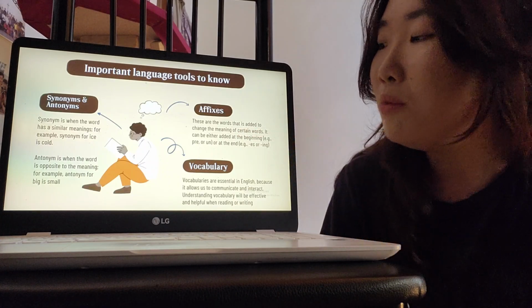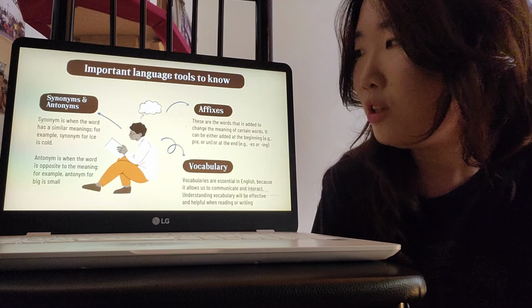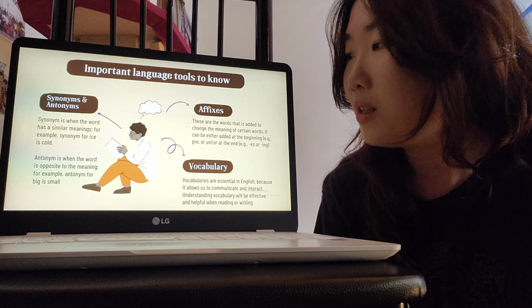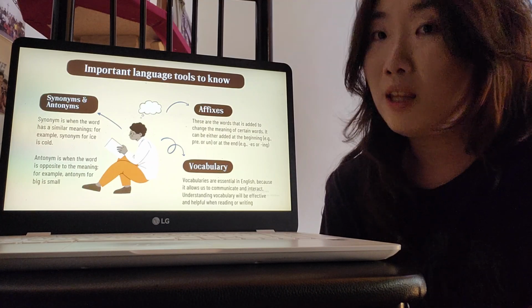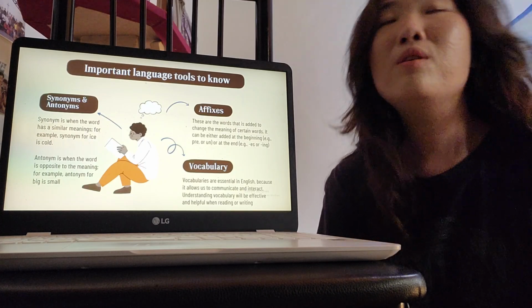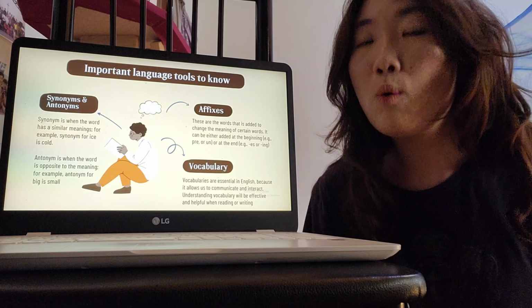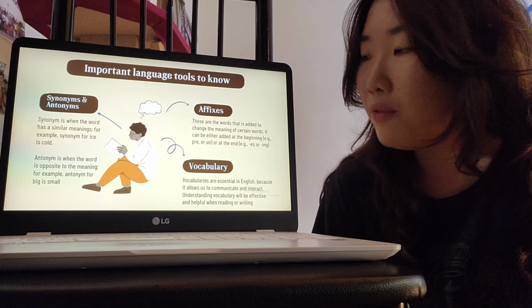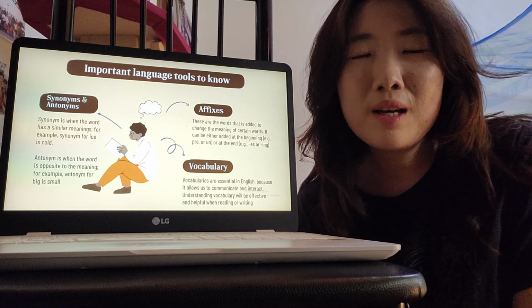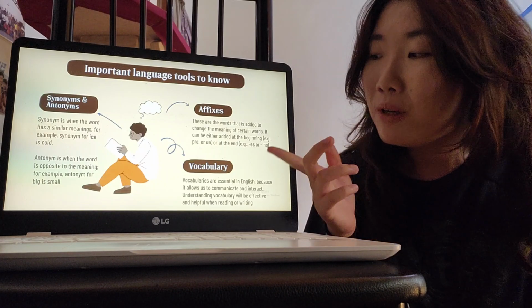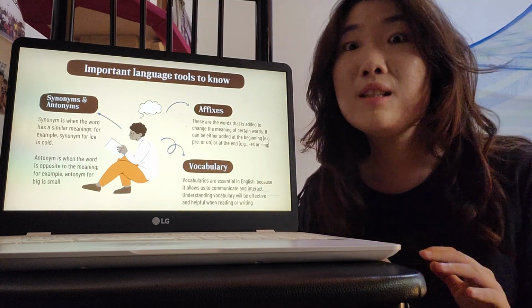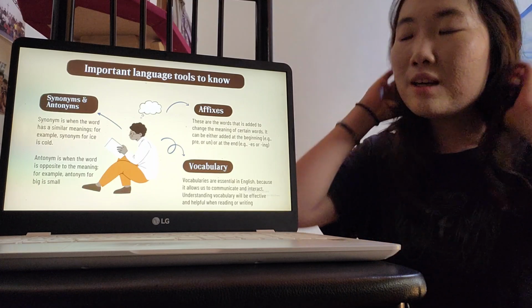All right, and then we are moving to affixes and derivation. These are the words that are added to change the meaning of certain words. They can be added at the beginning, for example, pre or un, or at the end, for example, the word that ends with es or ing. So let's give an example. Let's do the word eat. We all know what eat means, right? Eat is just eat. But if you add ing, eating, it changes into what tense? Present tense, right? Okay, very good. So that is an example.